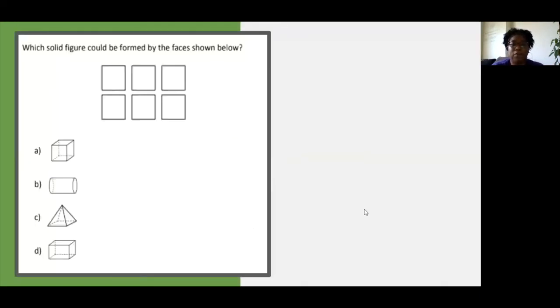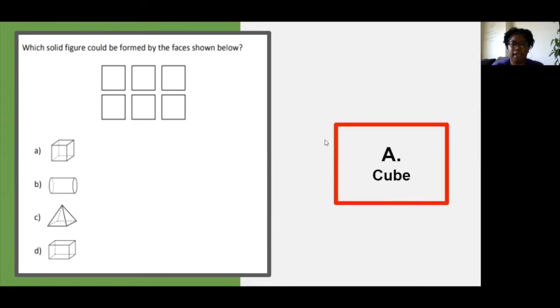Awesome. Moving on. Which solid figure could be formed by the faces shown below? This should be an easy one. If you said a cube, you're absolutely right. What are the shapes? Squares. And how many? 6. Again, hint, we could have used our chart from earlier in the lesson.